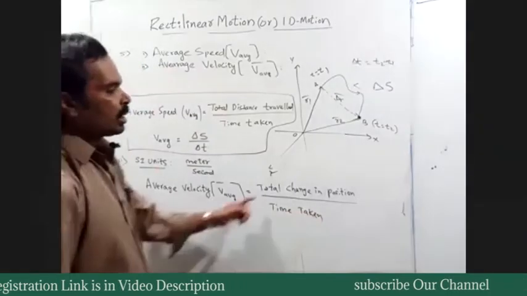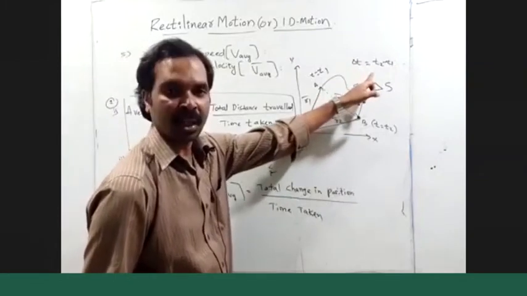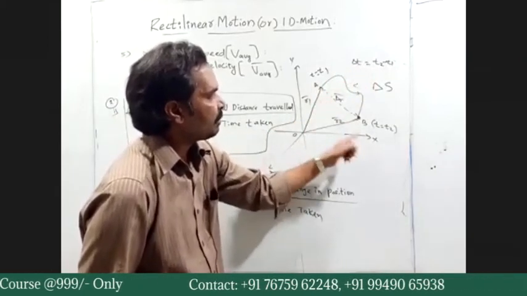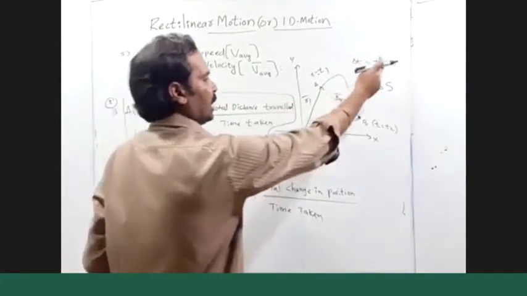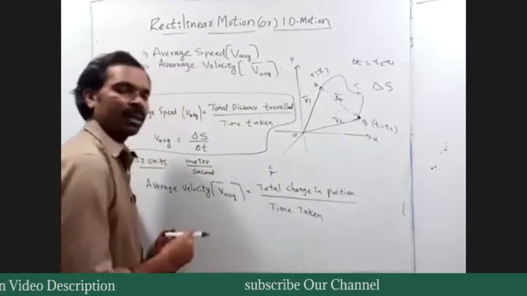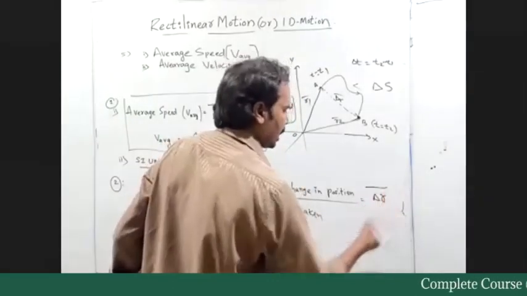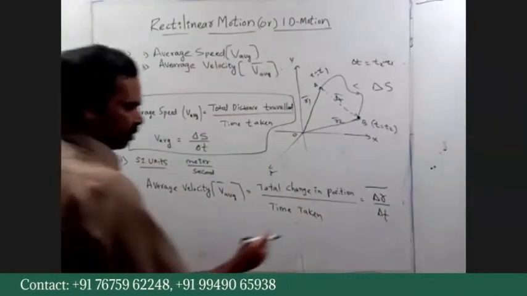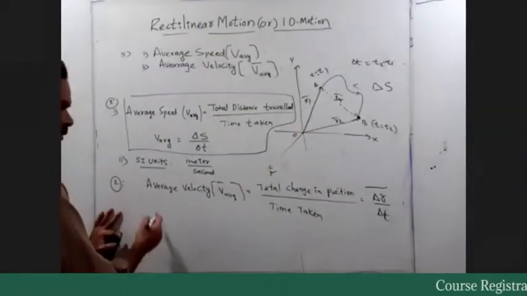Now here, what is the total change in position of the particle between the two points in this delta t time interval? It is going from point A to point B. In this time interval, the total change in position is delta r bar. So the average velocity of the moving particle in a given time interval is defined as the ratio of total change in position by time taken. So this is equal to total change in position, delta r bar, by delta t. Okay, this is average velocity: average velocity is equal to delta r bar by delta t, right?